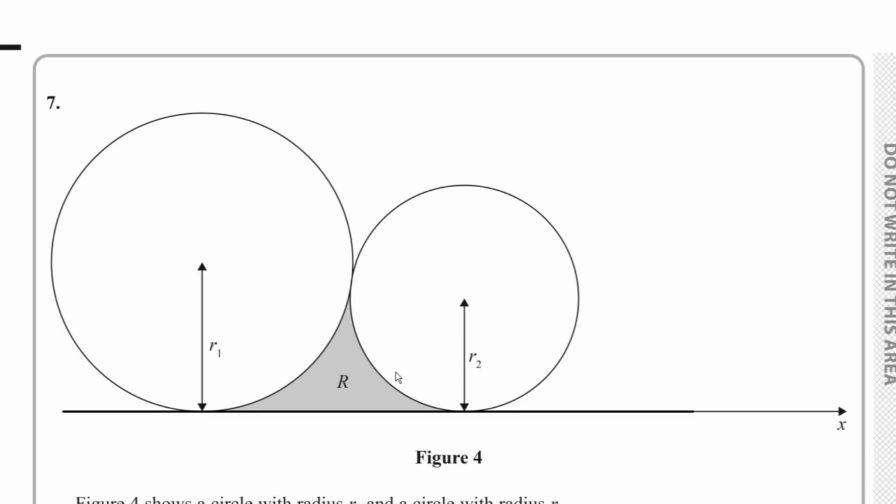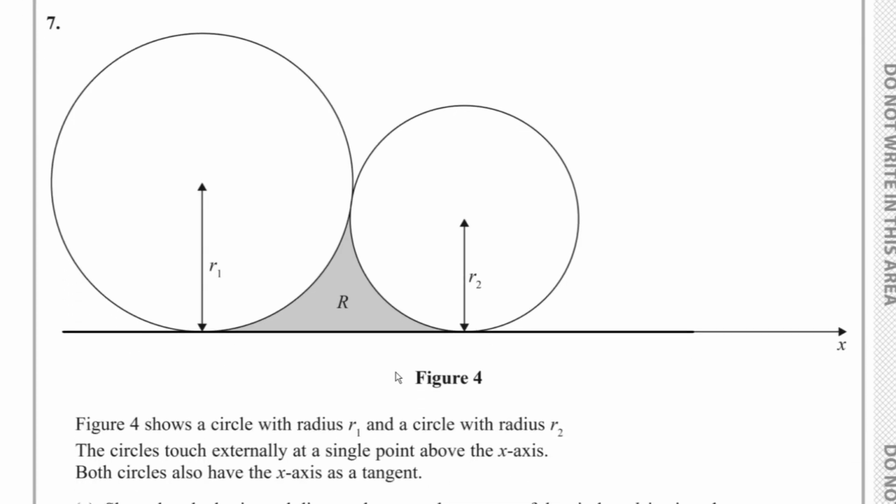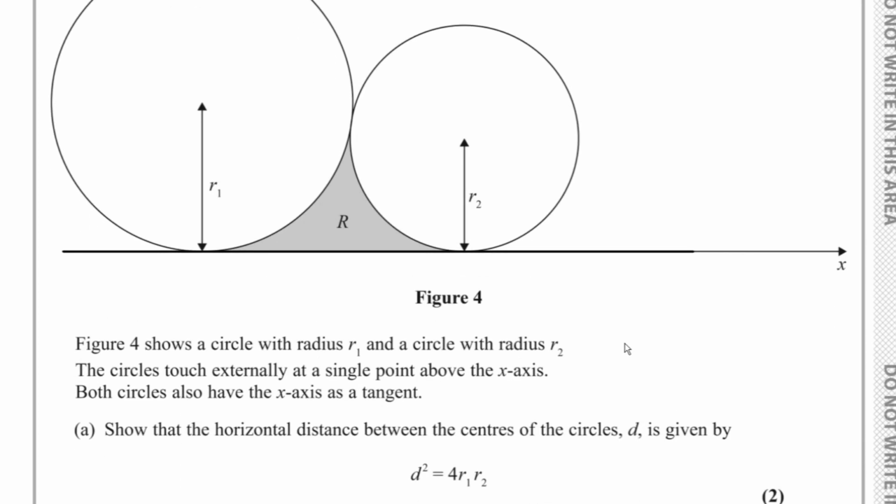Question number 7. Figure 4 shows a circle with radius r1 and a circle with radius r2. The circles touch externally at a single point above the x-axis. Both circles also have the x-axis as a tangent, and that's what we see here. Part A, we have to show that the horizontal distance between the centres of the circles D is given by d squared equals 4r1 r2.